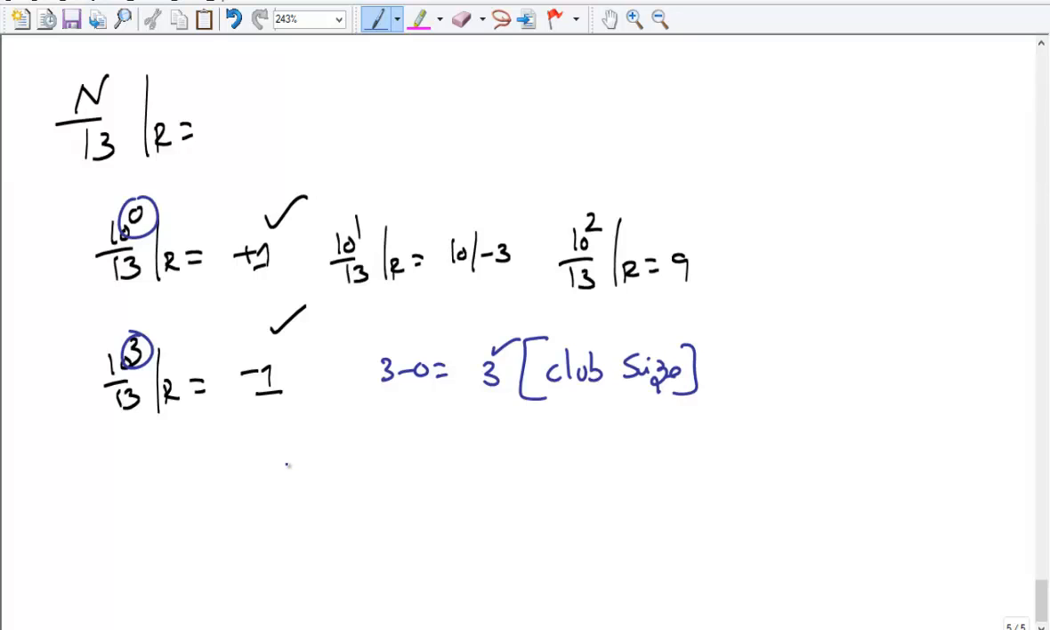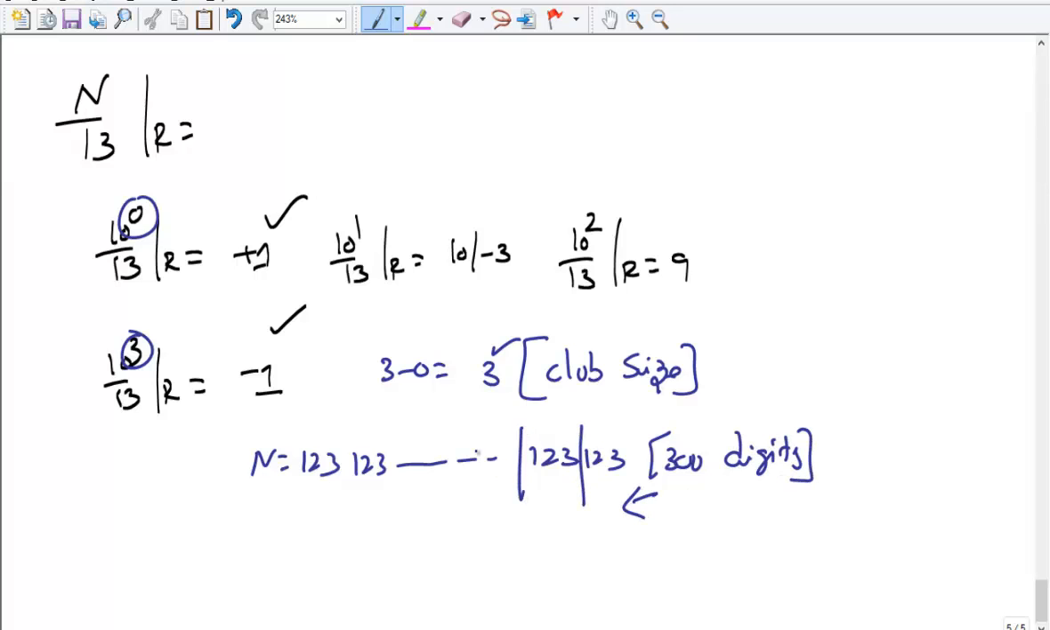the unit term. Here the number is given as n equal to 1 2 3 1 2 3 and so on up to 1 2 3 1 2 3, 300 digits. So once we divide them into clubs of 3 3, that's going to be one club, second club, third, 4, 5, 6. Like this we will get 100 clubs, where 50 clubs will take plus sign, remaining 50 clubs will take minus sign, and that happens alternatively.